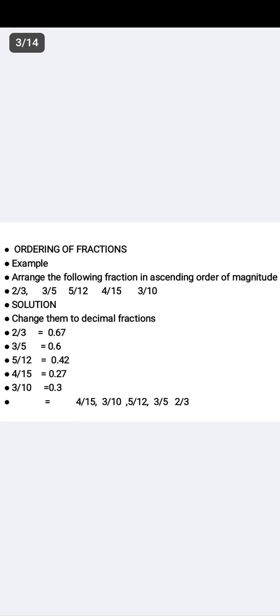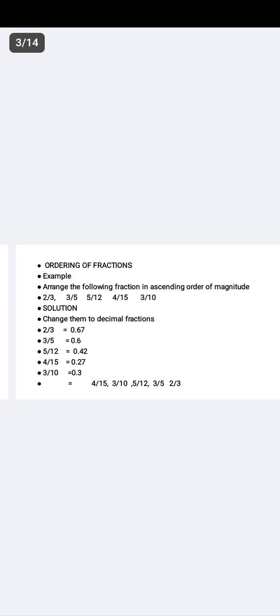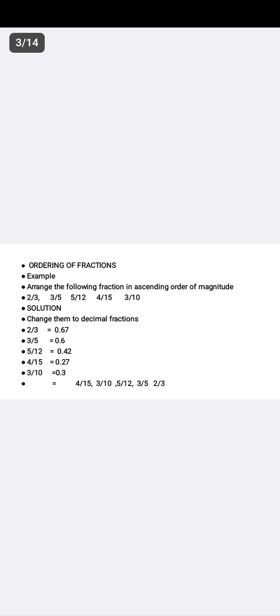Example: arrange the following fractions in ascending order of magnitude. You can also be asked to arrange the fractions in descending order of magnitude. Ascending order means from small to big: the small one, then the next small one, and you go to the biggest one. Descending order is from the big to the small one. So this question requires us to arrange the fractions in ascending order.